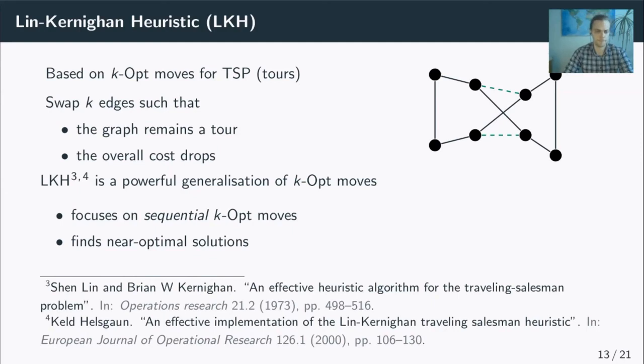And a k-opt move is when you want to swap k edges in a way that the graph remains a tour, but the overall cost drops. So here you could swap those two crossing edges with the green dashed ones, and then the overall tour will be shorter.